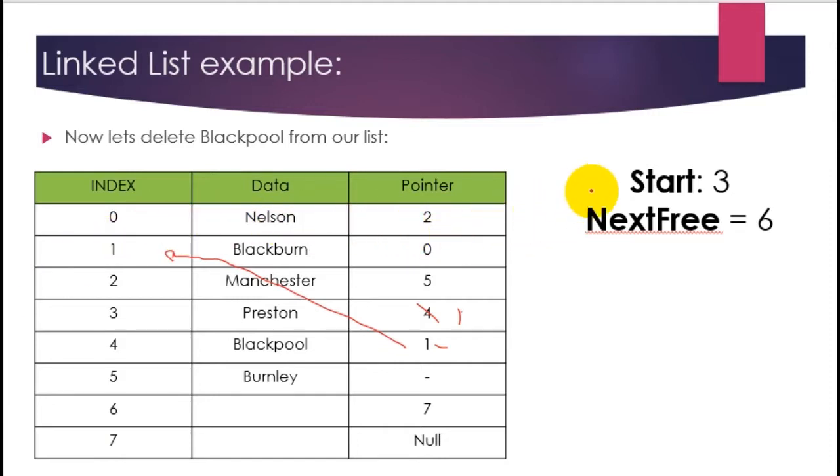Now, there's a couple of things you need to bear in mind. The start index stays at 3, but with the next free pointer, in order to keep your linked list efficient, we want to set it to 4. So the next time somebody adds an item to the list, it goes into 4. Otherwise, your linked list becomes huge. So here's what it might look like. This is just having removed Blackpool. We've taken Blackpool out. The index is still there, but it's not being pointed at. And you can see here now, it's empty, and over here the next free index is 4.